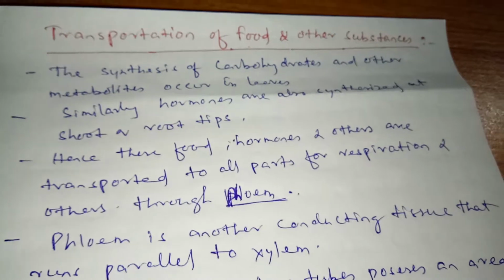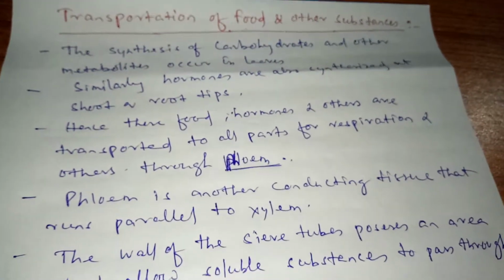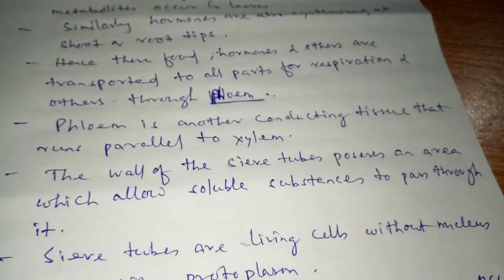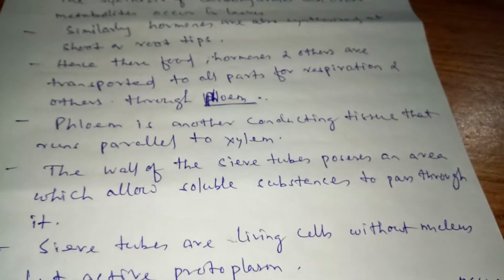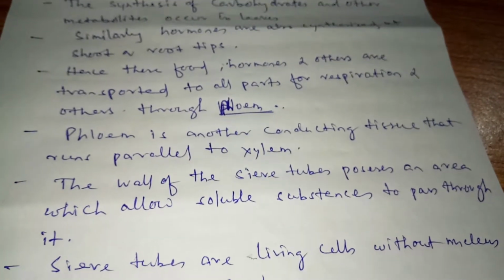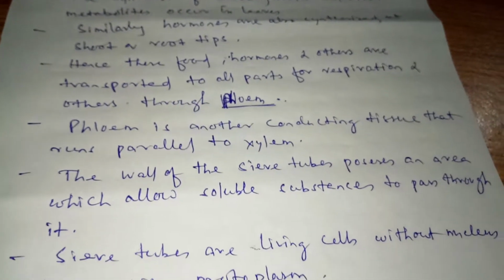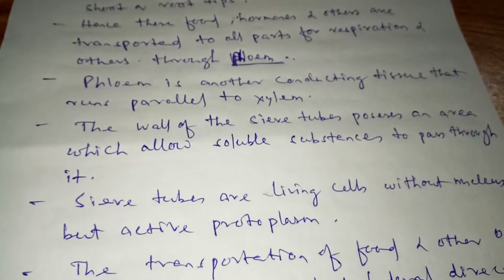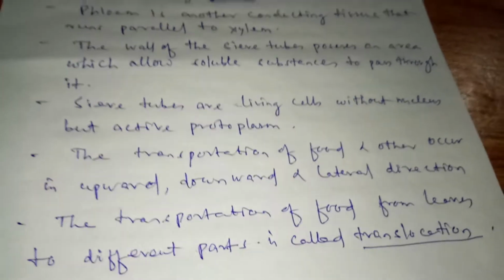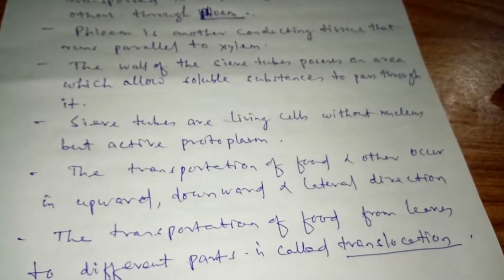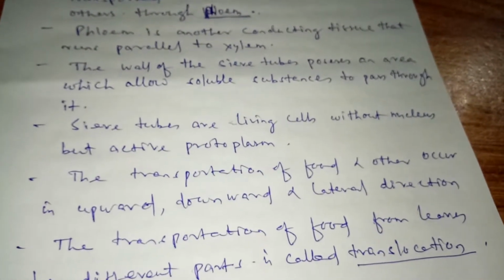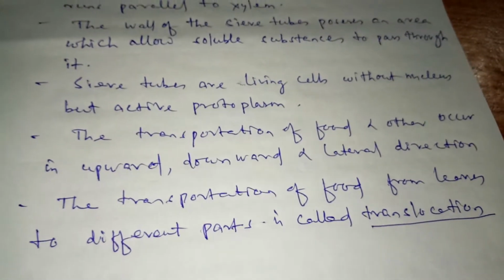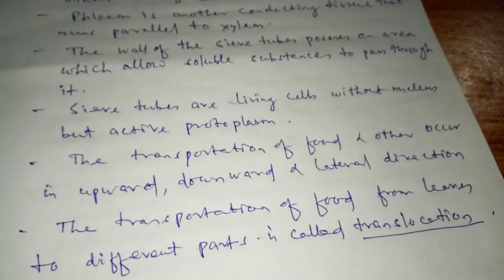As we know, phloem is another conducting tissue that runs parallel to the xylem. The wall of the sieve tube of the phloem possesses an area which allows the soluble substances to pass through it. The sieve tubes are living cells without a nucleus but with active protoplasm. The transportation of food and other substances occurs in upward, downward and lateral directions. This transportation of food from leaves to different parts is called translocation.